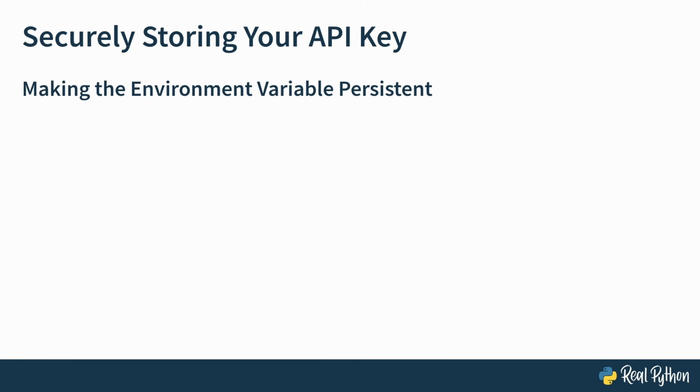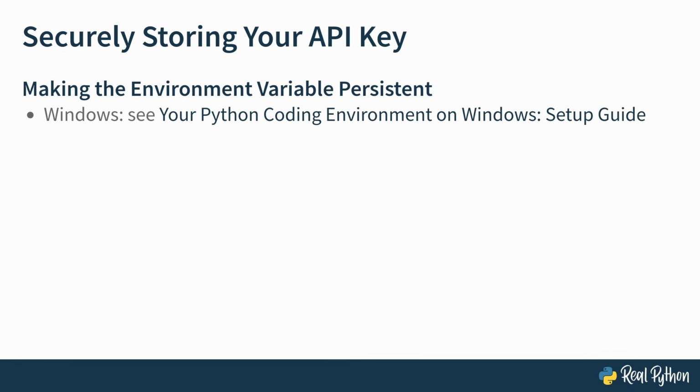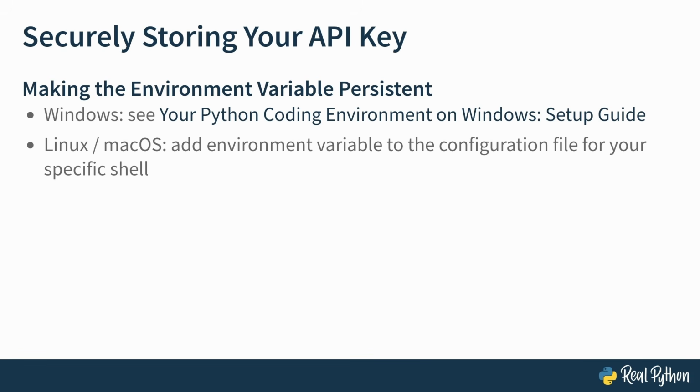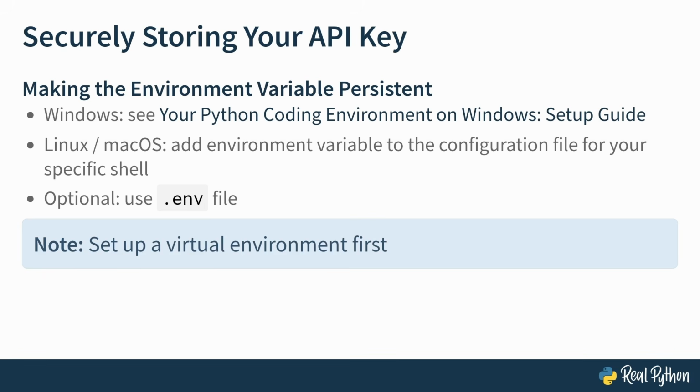And again, it depends on which operating system you're on. If you run Windows, I would recommend you follow the link to the Real Python tutorial. There is also a link at the very end of this course. For Linux and Mac OS, you can add the environment variable to the configuration file for your specific shell. So that is personally the option I have chosen. There is a third one. You can use the .env file. We will cover that later in the course, but for that to work, you actually need a virtual environment first. So in the next lesson, let's set up your virtual environment.